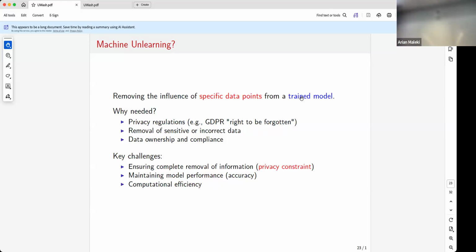Of course, the first one is computational efficiency. As before, we want it to be very efficient. Of course, we want to maintain model performance similar to what we had before. We don't want to get a model that has nothing to do with this model. We want to have the accuracy.